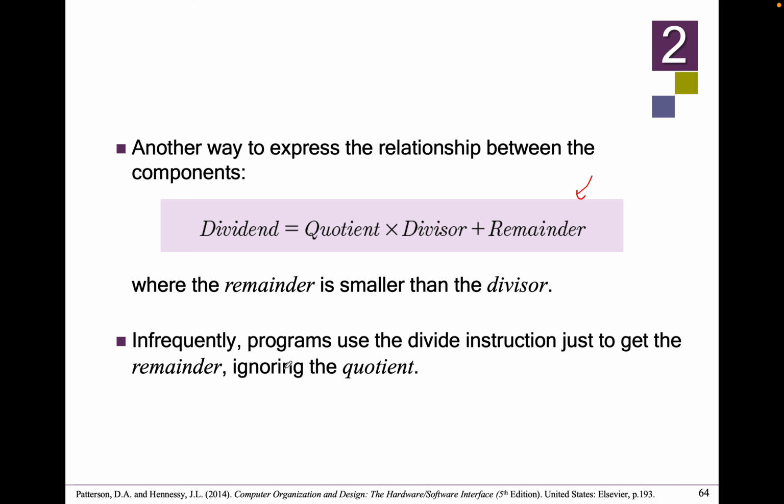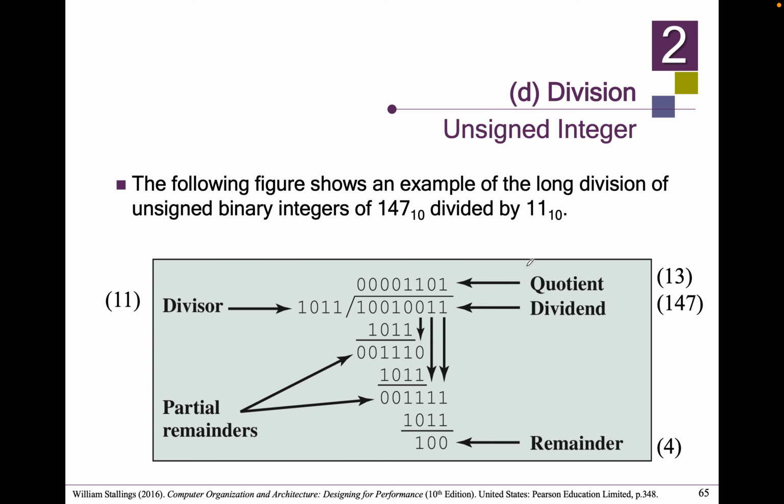In an infrequent program, you use the divide instruction just to get the remainder, ignoring the quotient. There is a keyword when you apply this: the remainder is smaller than the divisor. But it's okay. Let's say under divisions for unsigned integers, it is totally similar to your mathematical arithmetic.